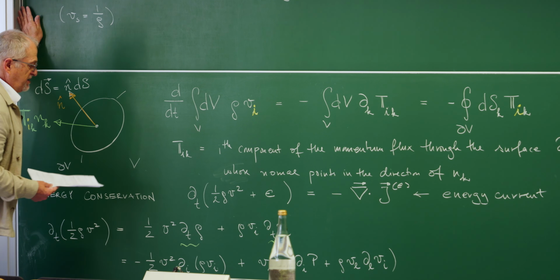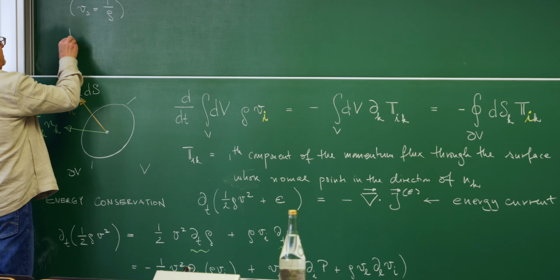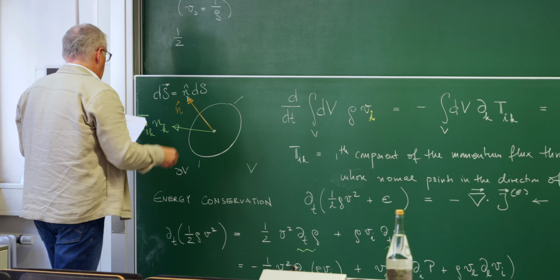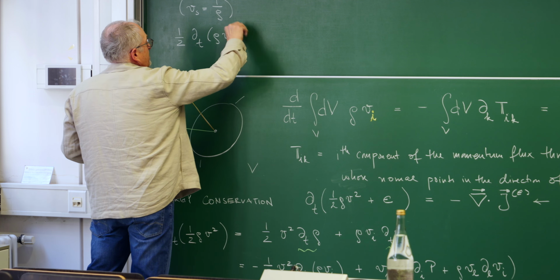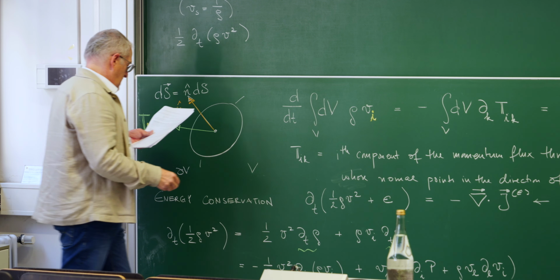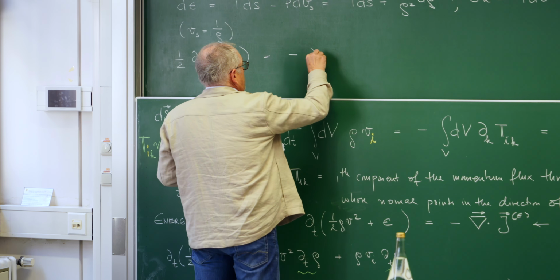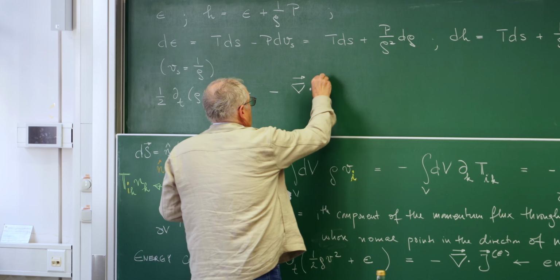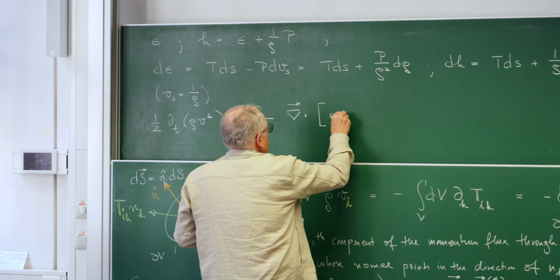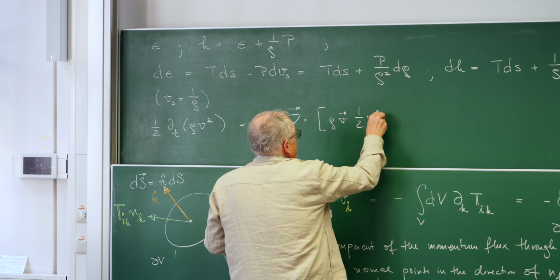Good, now we have things together, and with that we can write the kinetic part of the energy in the following form. So from the analysis that we have on the board, it's the divergence of rho times v times a half v squared.